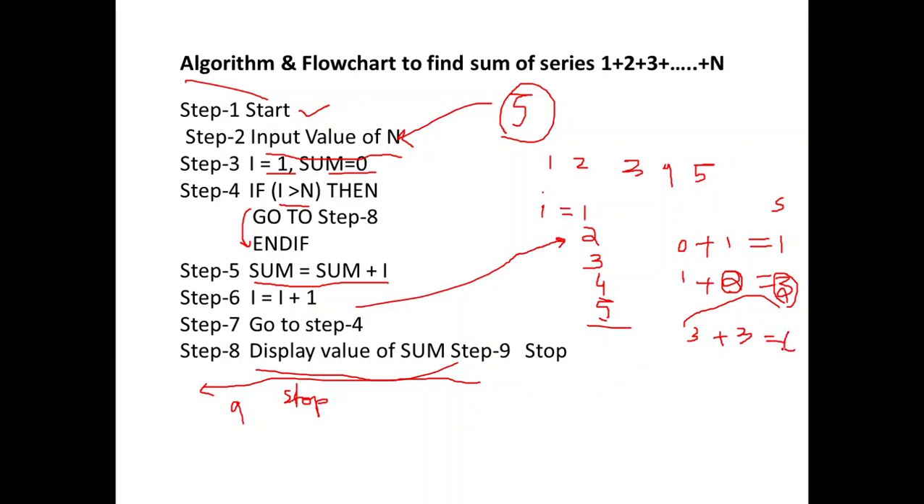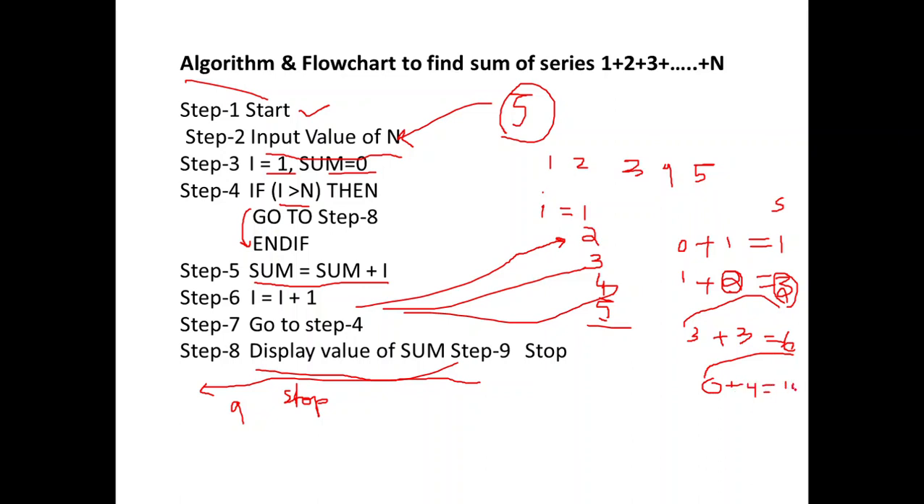And then what happens? I is incremented to 4, right? I equals I plus 1 means 3 plus 1, that is 4. Is 4 greater than n? No, right? Therefore sum equals sum plus I. Now the sum is 6 and 6 plus 4, that is 10, right?